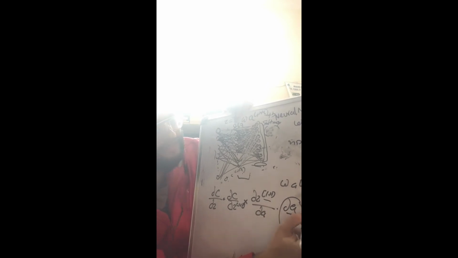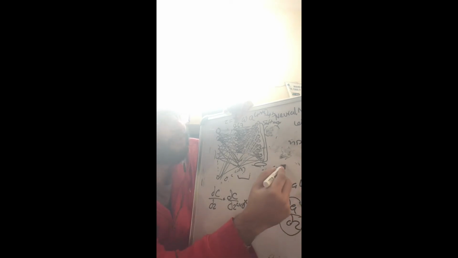And then dA over dz. What we know about dA upon dz is that A is basically an activation function of z. So we are basically taking the derivative of that activation function. Here we have the ReLU activation function, so we will have a ReLU prime function here. ReLU prime just takes, for positive values it will give you an output of 1. For negative values it will give you a -1.